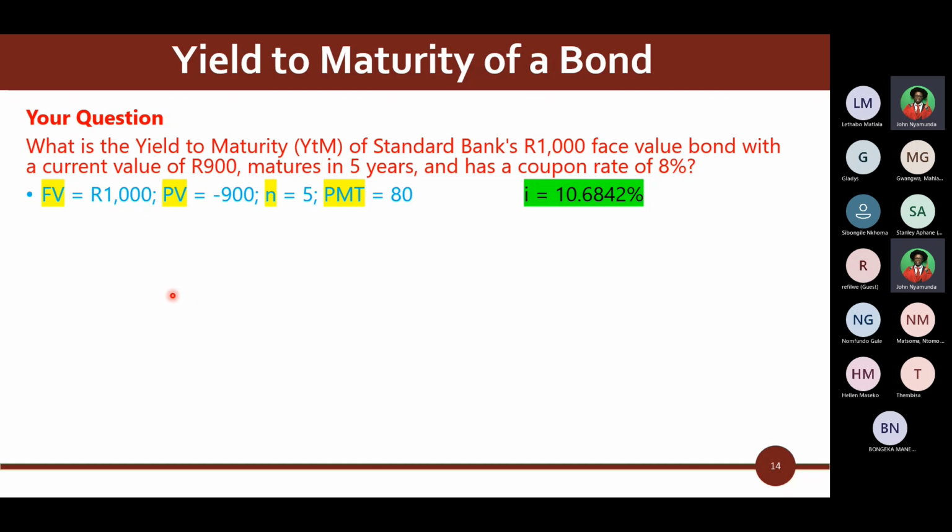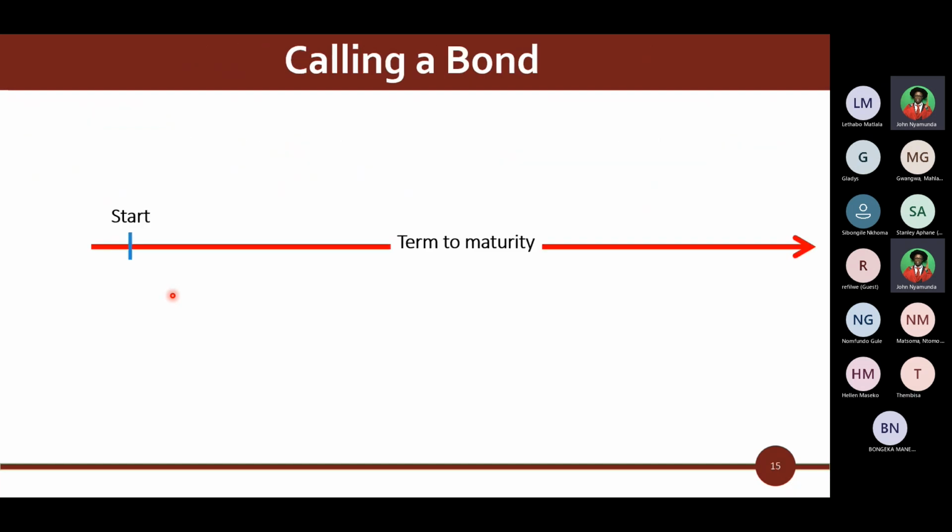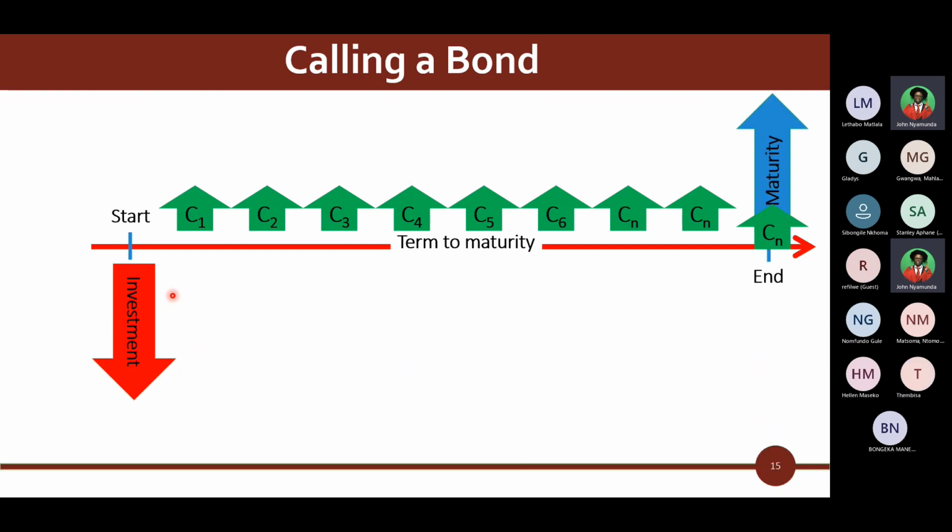Okay, ladies and gentlemen, let's go to something called calling a bond. Calling a bond is an interesting thing which happens. A bond can have an agreement where the issuer says, remember we said you are going to invest and hold it to maturity, and in exchange you get these coupons. But in some cases the issuer of the bond says, I want to be able to call the bond, I want to be able to pay you back your money when I can. They can say, I want to pay back your money in year number 3. That's called calling a bond. Instead of you investing for the entire period, they give back your money early so that they won't have to pay you all the other coupons.